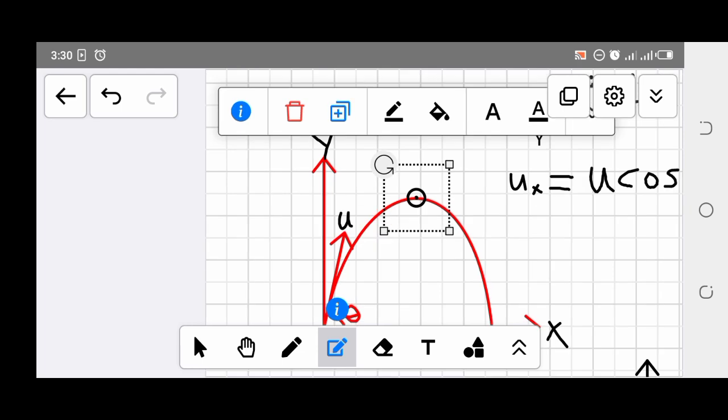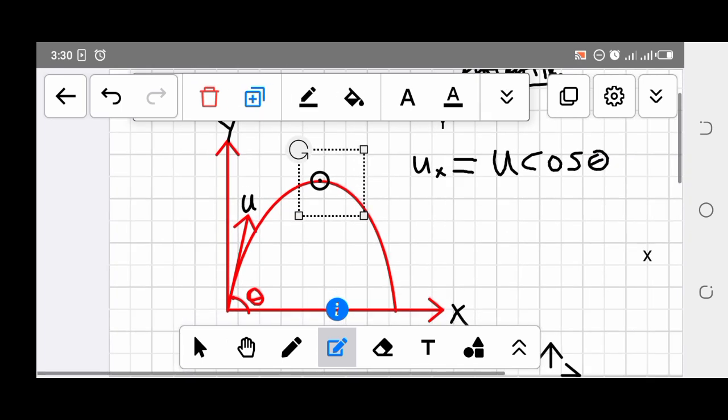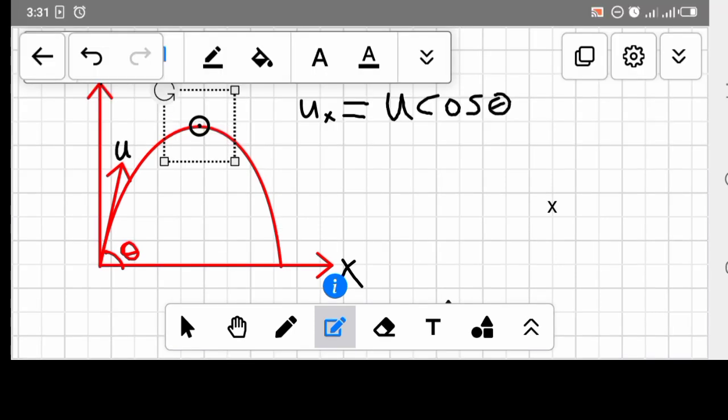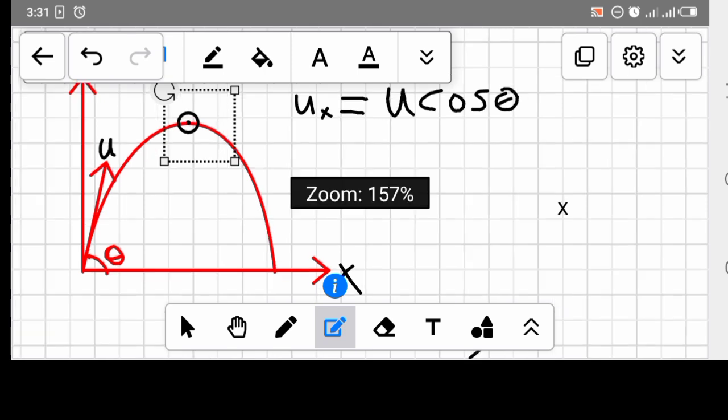So now the velocity has two components, as we have said. The one it takes to move forward, which is the horizontal, is ux, because it is with respect to the horizontal axis. The one it takes to move upward is with respect to the vertical axis, so that is uy.